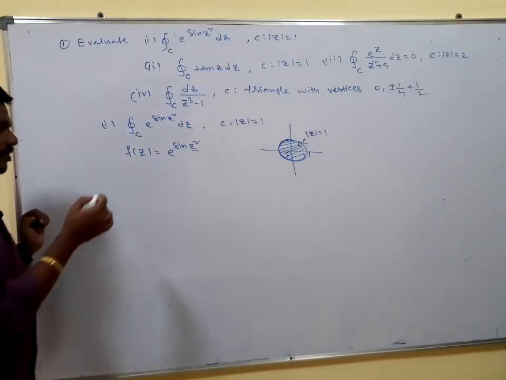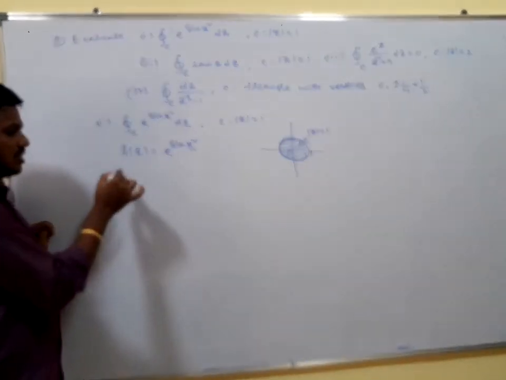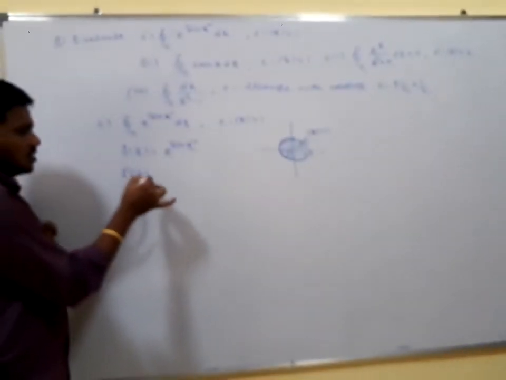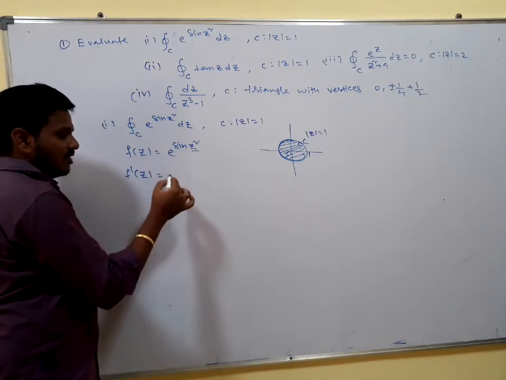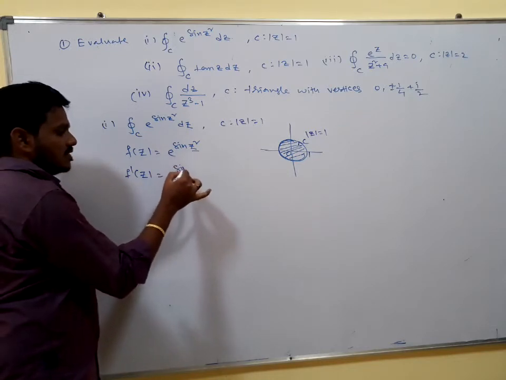Or I can apply Cauchy's integral theorem also. f dash of z is the derivative of e to the power of sin z square. The derivative of e to the power of z is what? e to the power of z, so e to the power of sin z square times the derivative of sin z square.